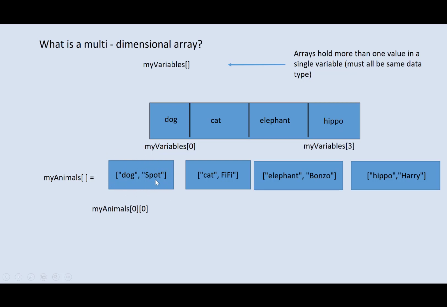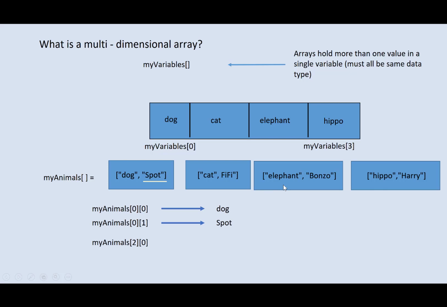So for example, to get to dog, we'll use element 0, which is this big position. And inside of that, the first element is 0. So to get at dog from my animals, it would be my animals 0 of 0 would be dog. Can you imagine what Spot would be? My animals 0 of 1 would be Spot. Okay, what about elephant?